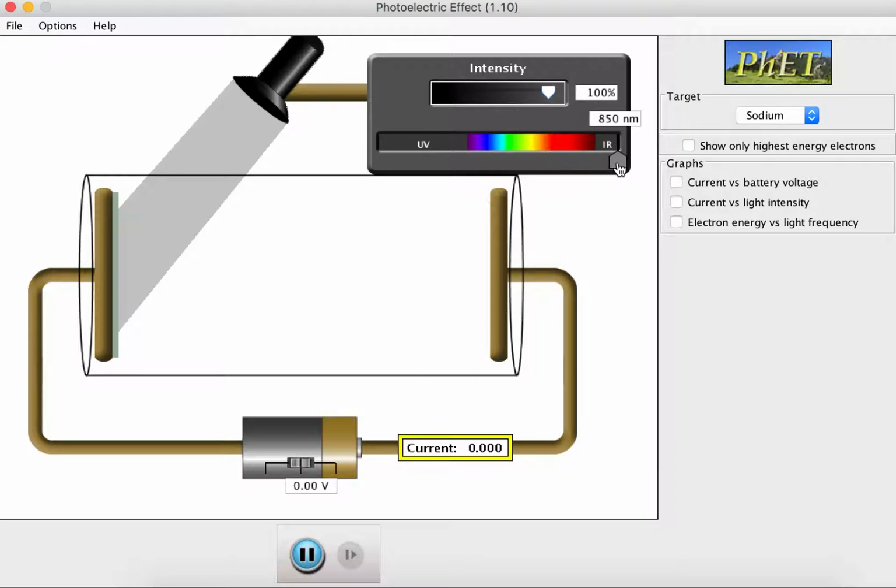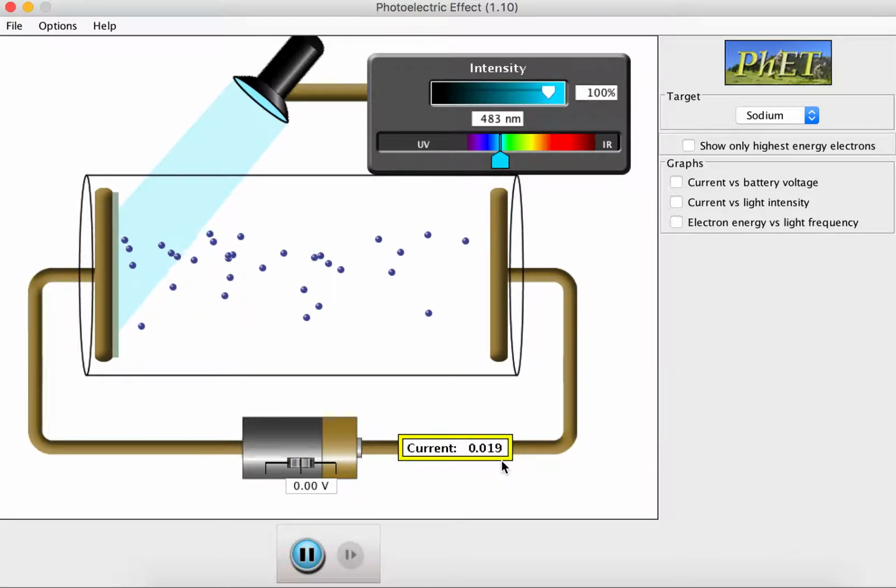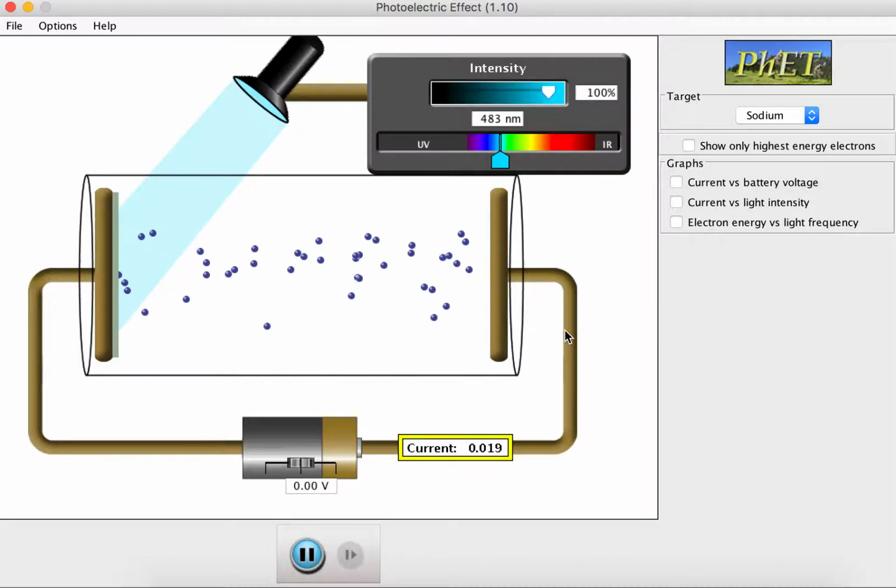Now let's try decreasing the wavelength. We still see no current as we go down through yellow, green. Now right about 500 nanometers, we're starting to see some electrons being ejected from our cathode. When the electrons reach the anode here, they go through the wire and they will be registered as current. We don't have enough electrons for it to register, so let's slide wavelength down a little bit more. You can see now we're reading a current of 0.019 amps.